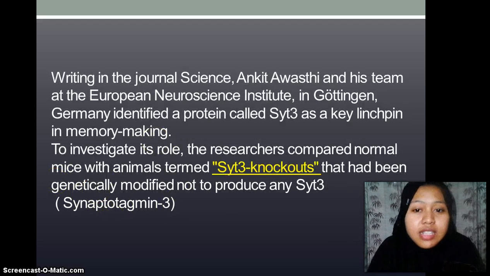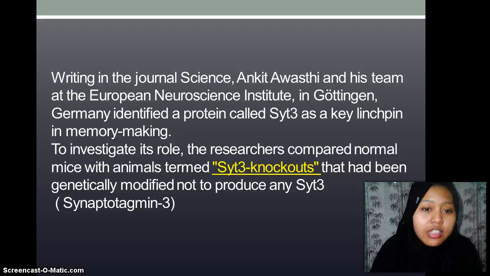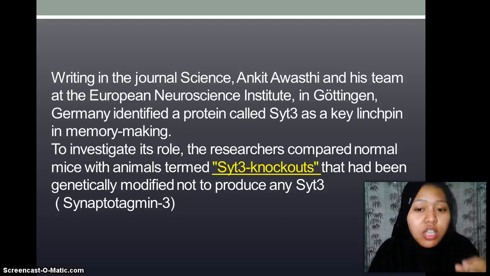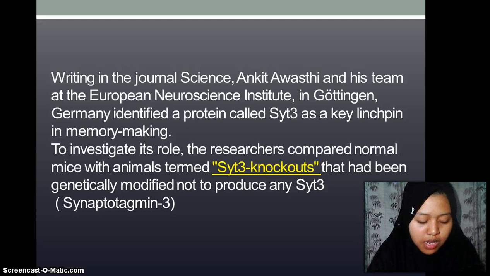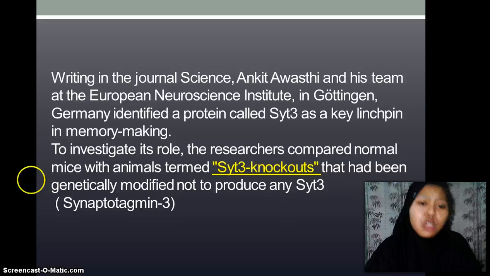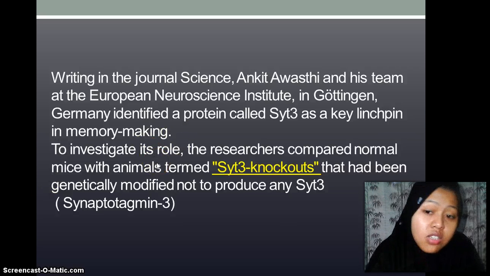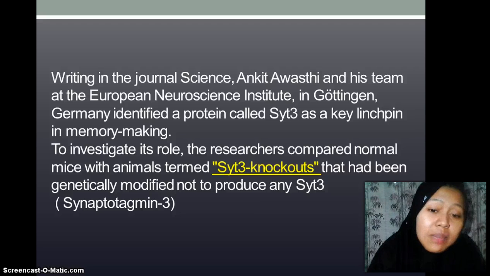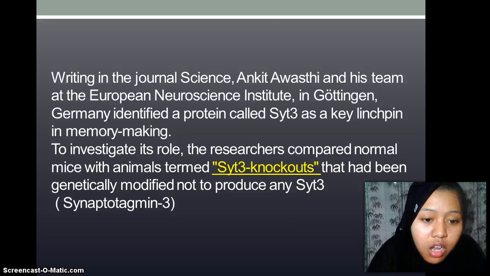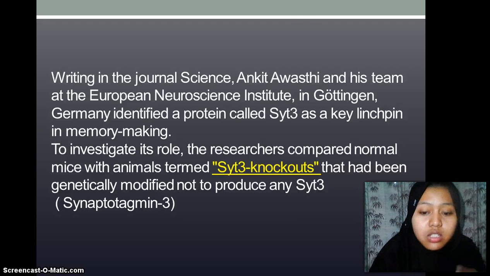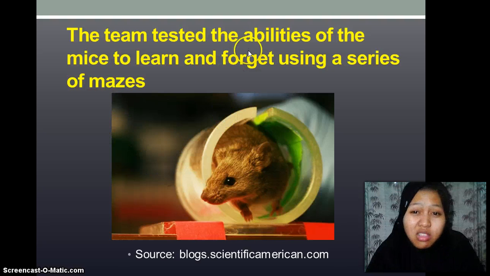Writing in the journal Science, Ankit Awasthi and his team at the European Neuroscience Institute in Germany identified a protein called C3 or sigma-tonin 3 as a key linchpin in memory making. To investigate its role, the researchers compared normal mice with animals termed C3 knockouts that had been genetically modified not to produce any C3. The team tested the abilities of the mice to learn and forget using a series of mazes.